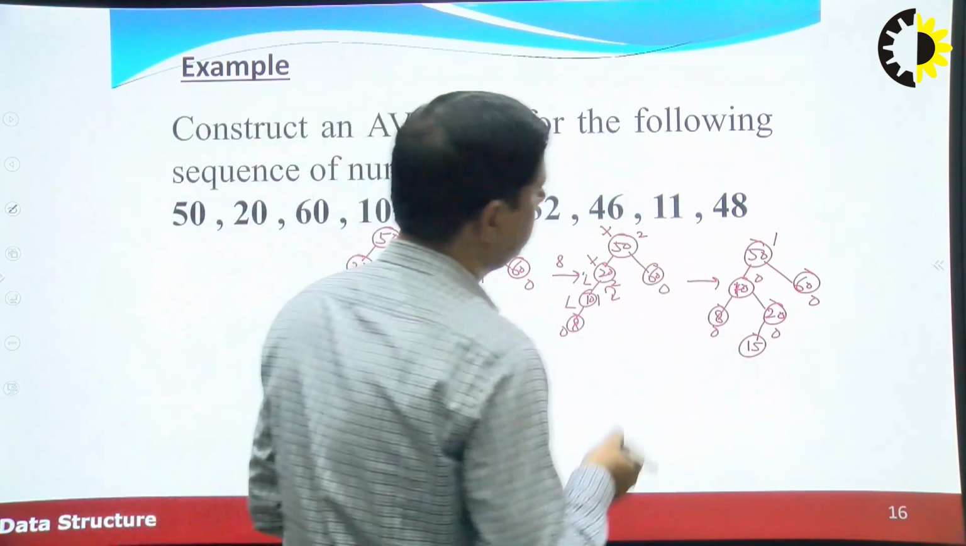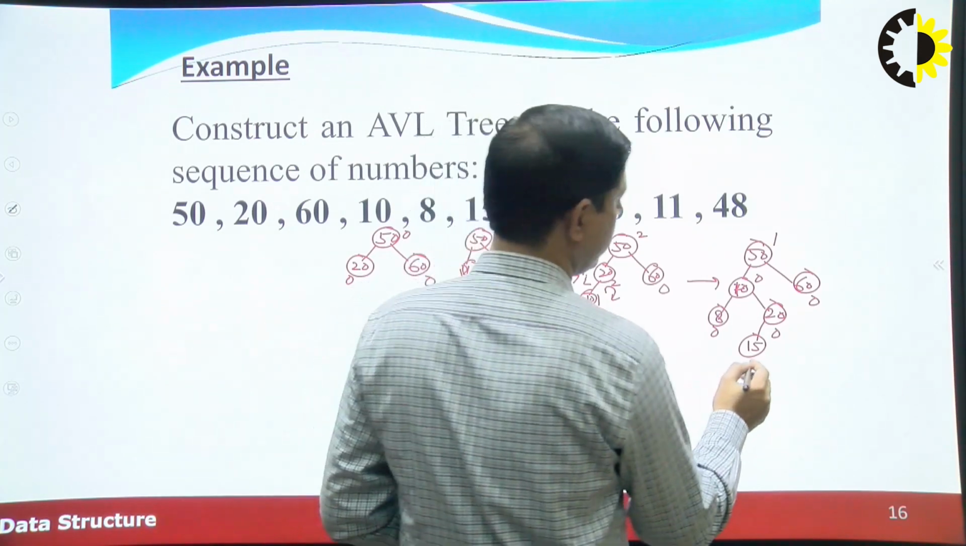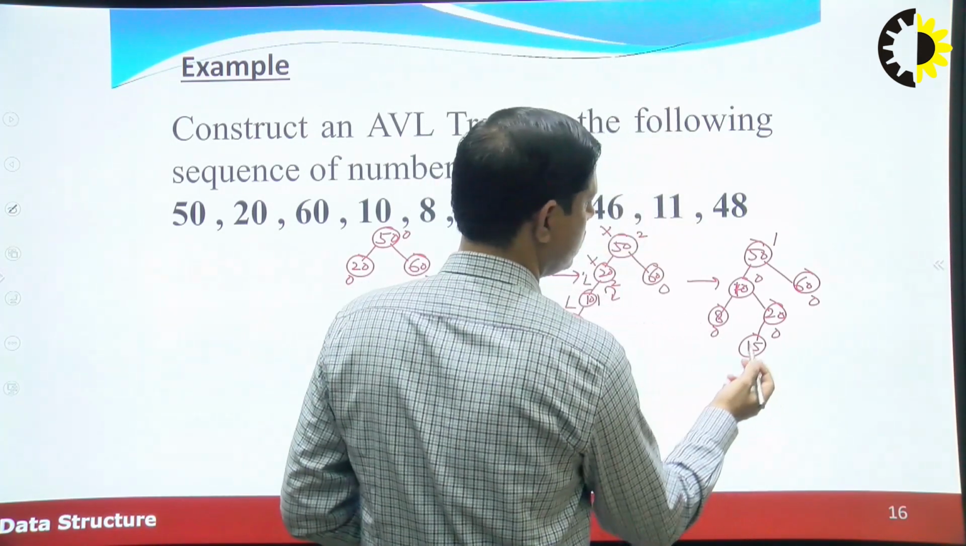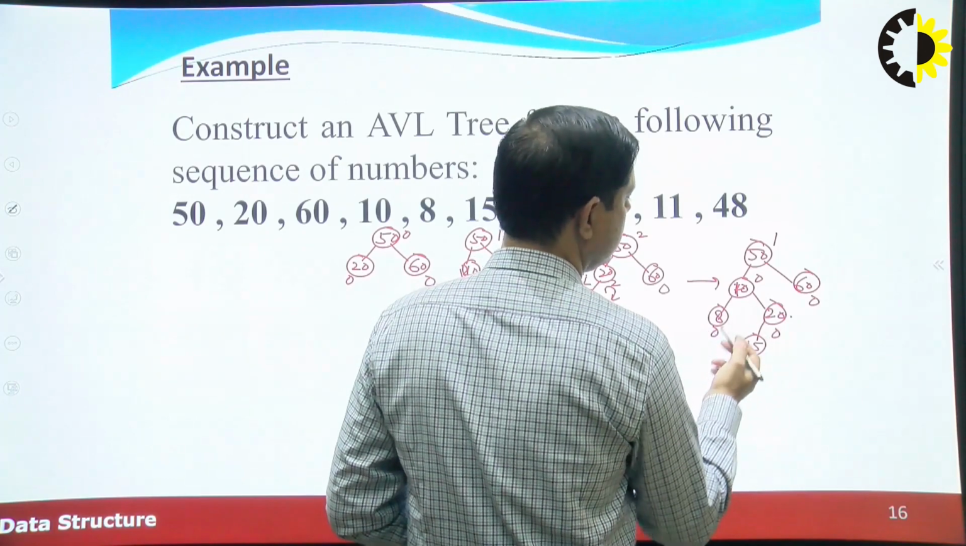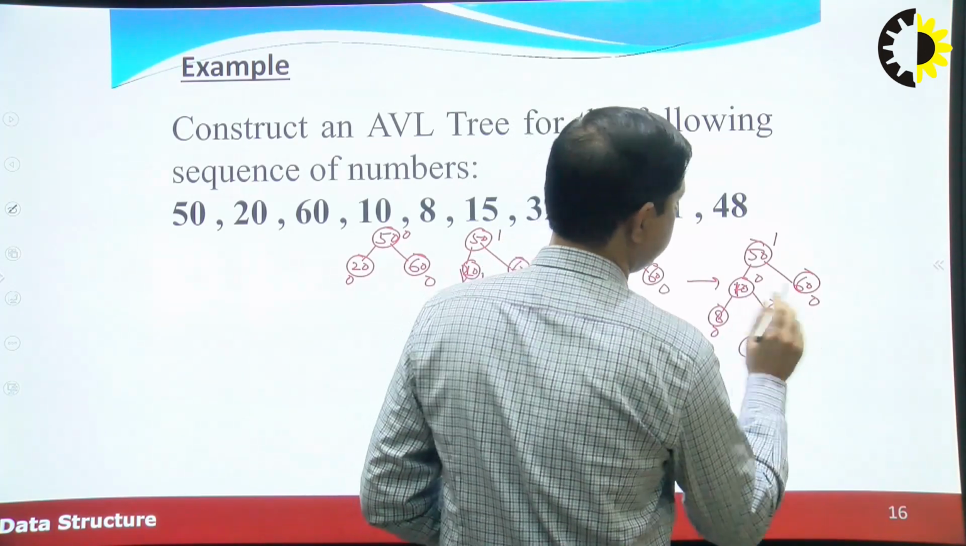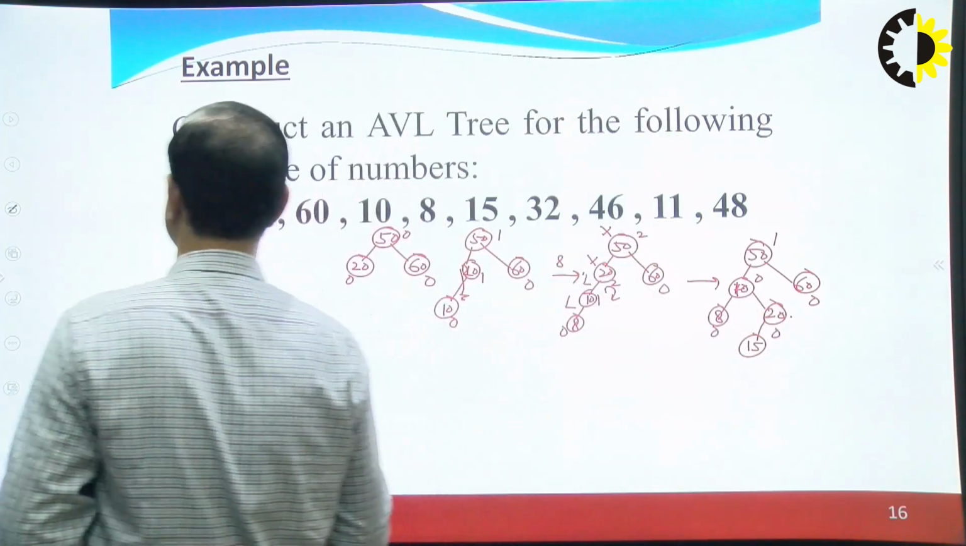Now after insertion, we will again check the balancing factor. The balancing factor will be 0, 1, 0, and 1 minus 2, that is 1. That means the tree is balanced.